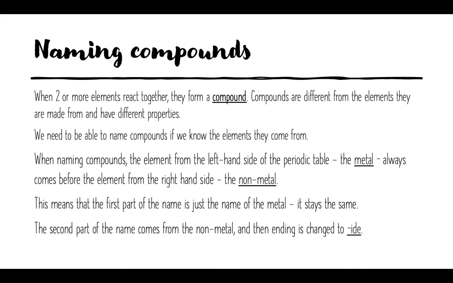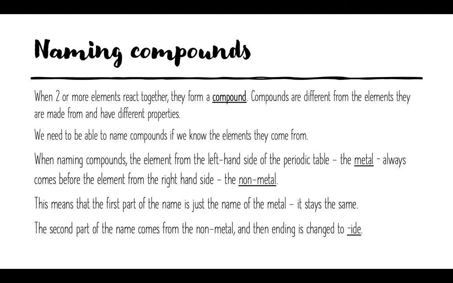So how do we name compounds? When we have two or more elements reacting together, they form a compound. Now, compounds are entirely different from the elements they're made up of and have completely different properties. Now, we need to be able to name compounds when we know the elements they come from. So when we name compounds, the metal, which is always found on the left-hand side of your periodic table, always comes before the element from the non-metal side.